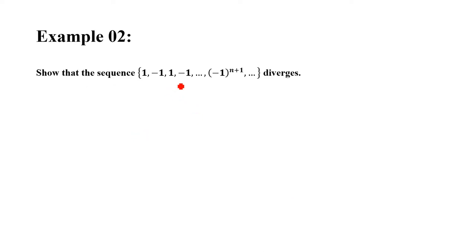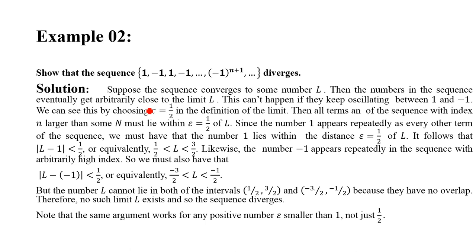Next, show that the sequence 1, -1, 1, -1, and so on diverges. So this is a sequence with oscillating terms 1 and -1. So it oscillates between two values, right? So suppose that the sequence converges. Initially we suppose otherwise. We have to prove that this is divergent, and we suppose otherwise that it converges to L. Then by the definition, the numbers in the sequence eventually get arbitrarily close to the limit L. So this cannot happen if they keep oscillating between 1 and -1, right?